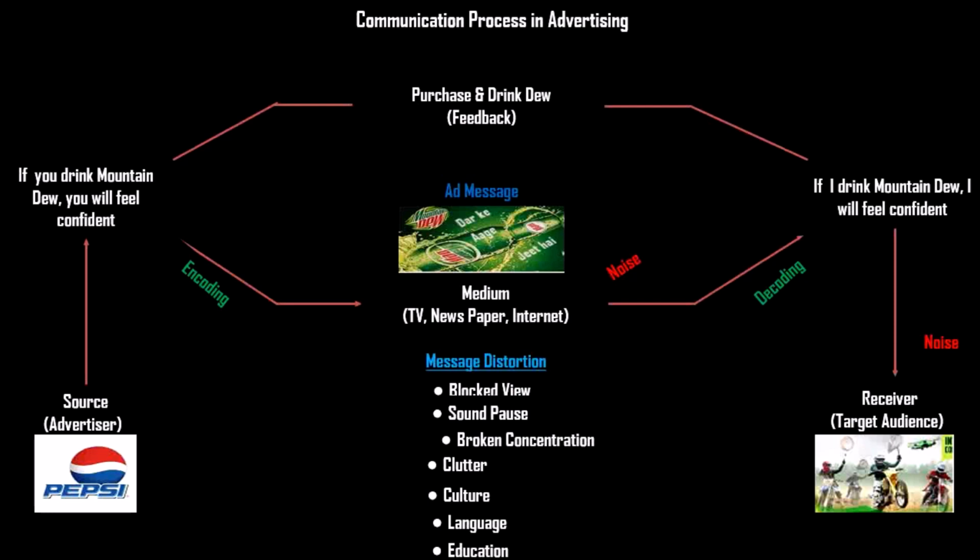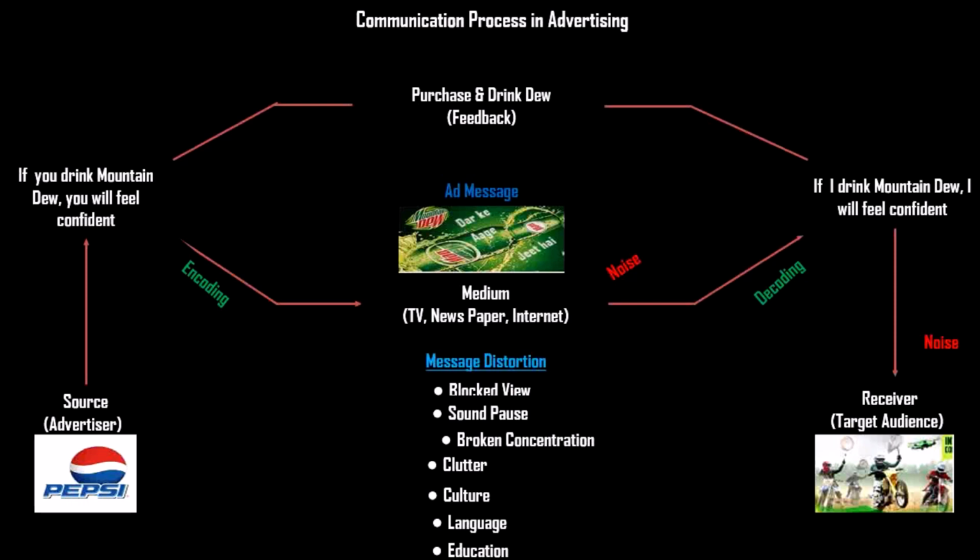There are some issues related to the communication process in advertising which create message distortion. Message distortion simply means ad message is not communicated properly or in a desired manner to the targeted audience. The source of noise which create ad distortion or ad message distortion may be the medium through which message is transmitted, or noise may come from targeted audience's side.